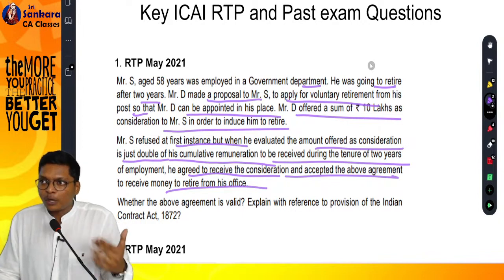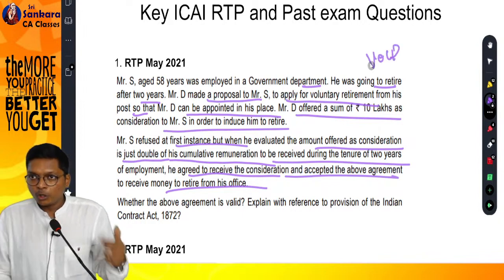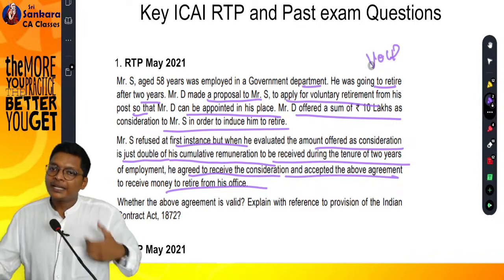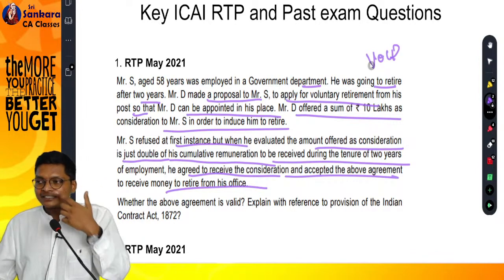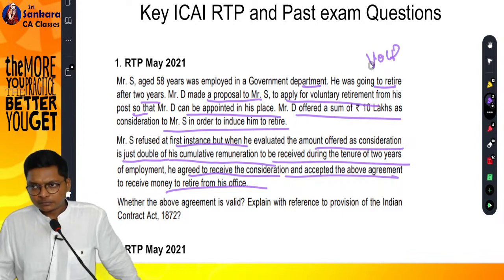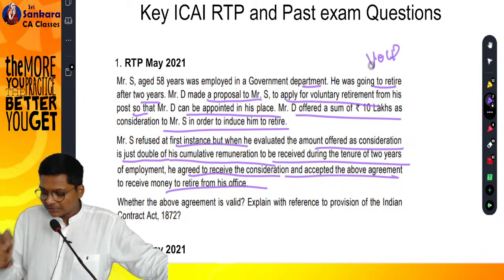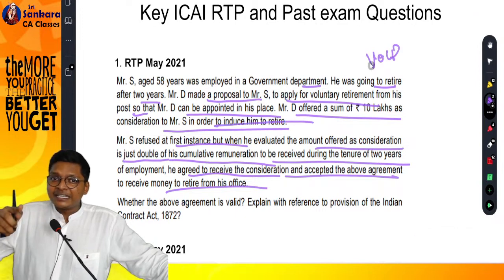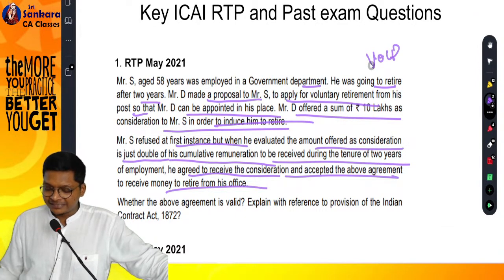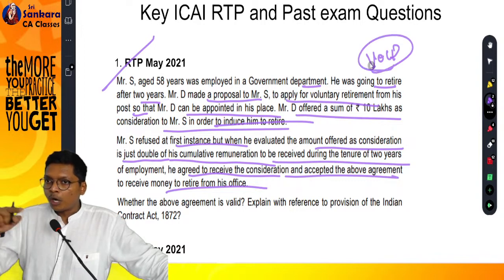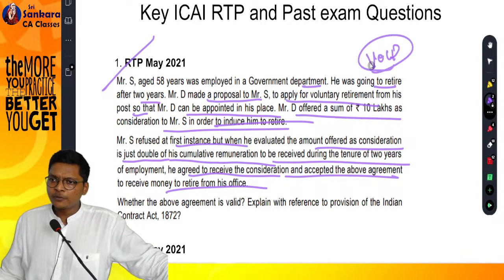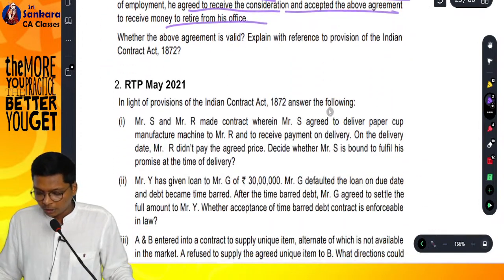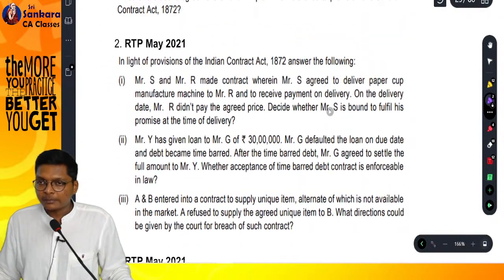It is what? Valid or void? Void. We know agreement plus essential elements makes it a valid contract. One of the essential elements is lawful object and lawful consideration. This is an agreement opposed to public policy, trafficking in public offices. Therefore, this becomes a void agreement. Are you able to follow? Not enforceable. Are you understanding? That's it. Hardly 1 minute per question. Quick revision. Next, question number 2.